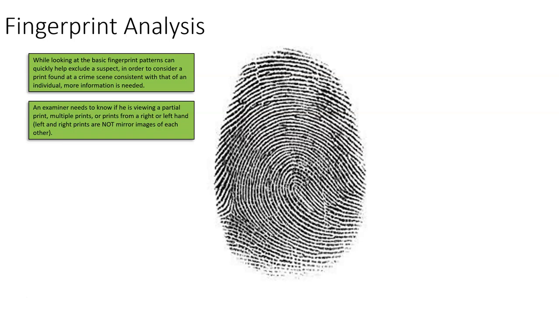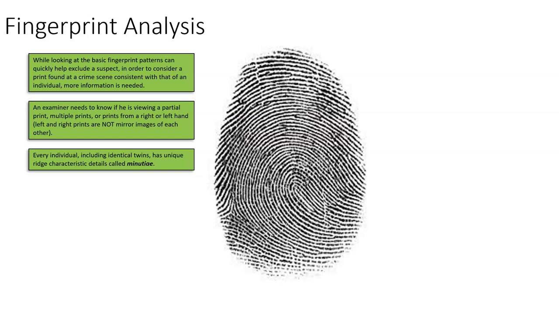Right and left prints are not mere images of each other. Just because you might have a loop on your right index and a loop on your left index, they are not at all mere images of each other. Okay, every single fingerprint on all 10 fingers and all 10 toes is unique to that particular finger or toe. And so all of them are different. You don't have any mirror imaging of your fingerprints on your hands. Every individual, including identical twins, has a unique ridge characteristic called minutia. And we talked about that in the first video, I believe, or specifically the second video.